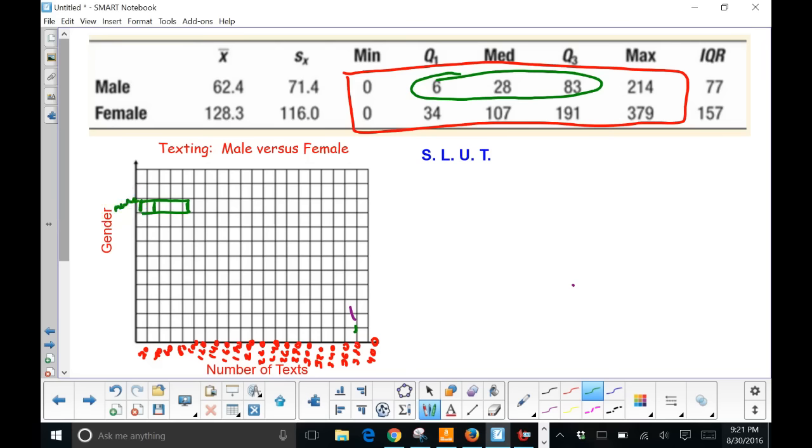Again, labels. For the females, the box starts at the lower quartile, which is now 34, and spans up to the upper quartile, which is 191. So 34 is about here. 191 is about there. So that's the lower and upper quartile, and the median is about 107. And that's going to be female.